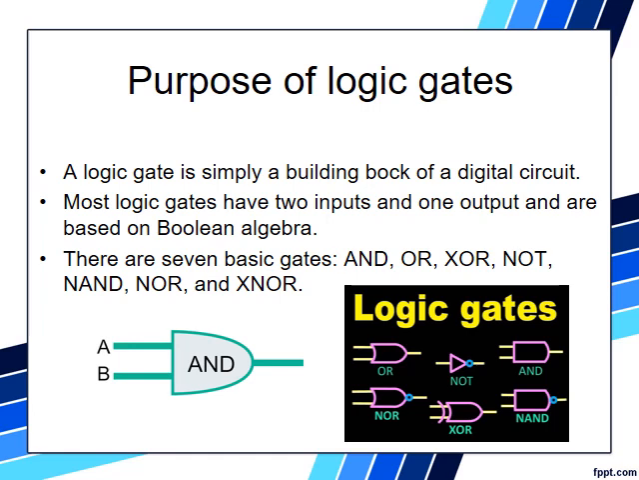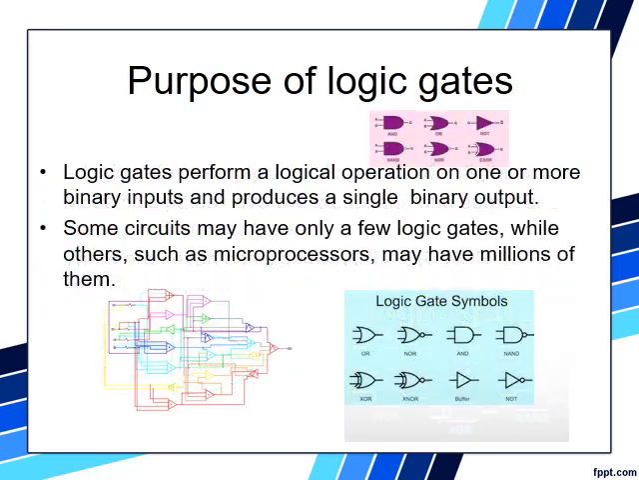You can see the figure below. Logic gates perform a logical operation on one or more binary inputs and produce a single binary output. Some circuits may have only a few logic gates, while others, such as microprocessors, may have millions of them.